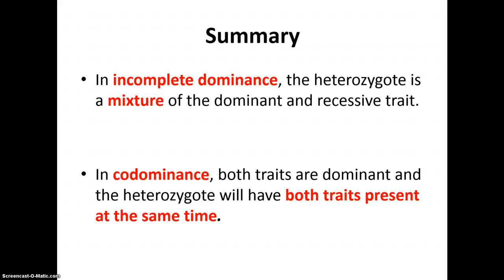In summary, in incomplete dominance, the heterozygous is a mixture of the dominant and recessive trait, and in codominance, both traits are dominant, and the heterozygous will have both traits present at the same time.